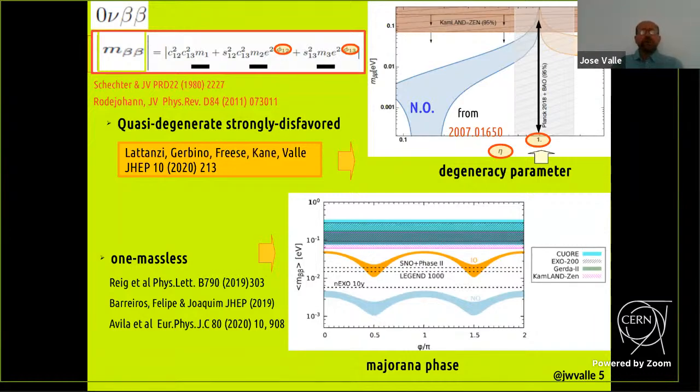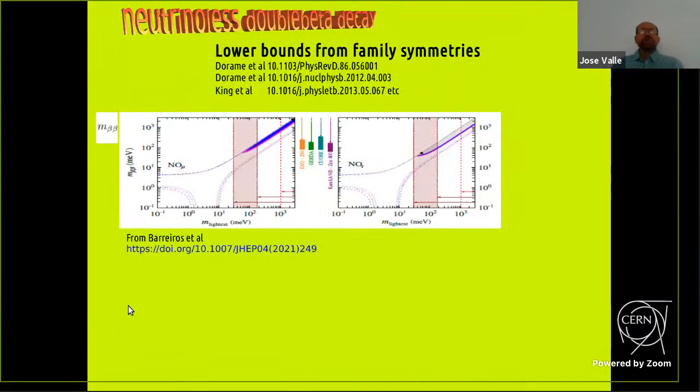What if all neutrinos are massive, though? In this case, there are no guaranteed lower bounds, but they might still be there as a consequence of family symmetries. And there have been many papers. I show you a recent result from this JCAP paper, which shows that, in fact, the preferred value of that particular model lies within the sensitivity of the new experiments and also cosmology.